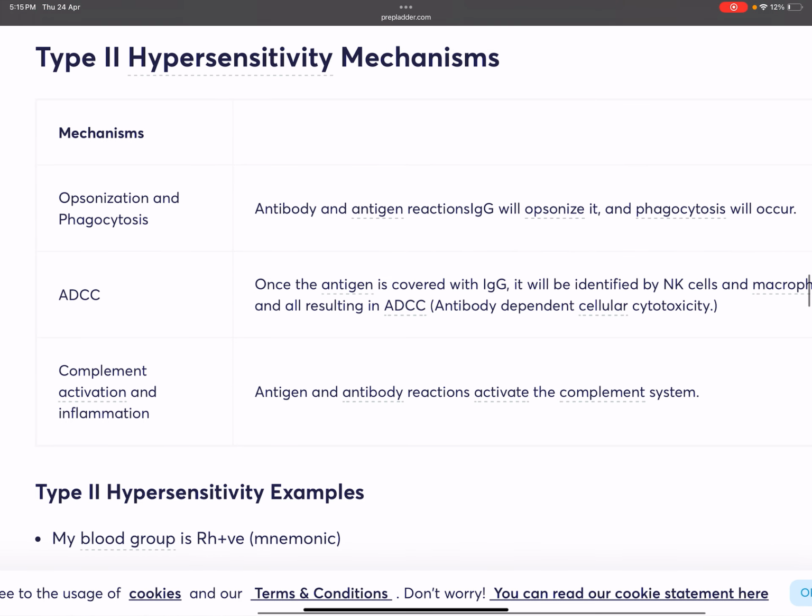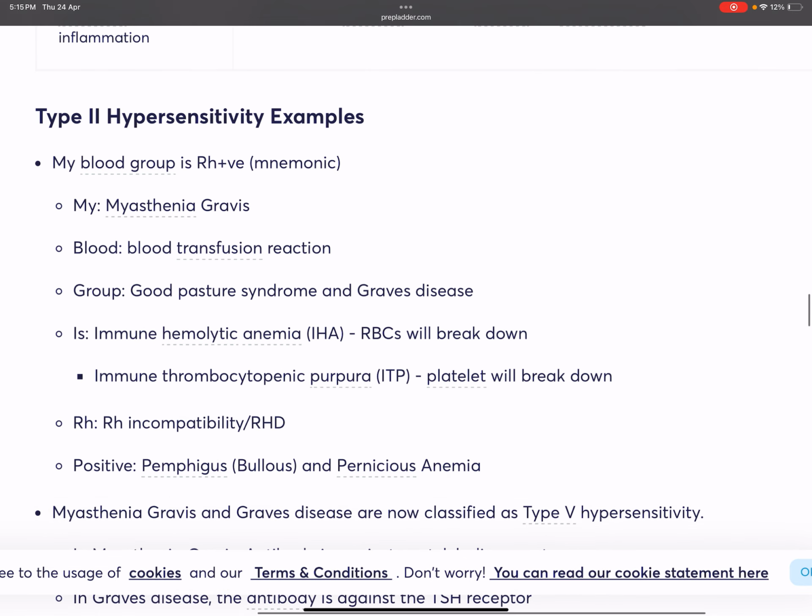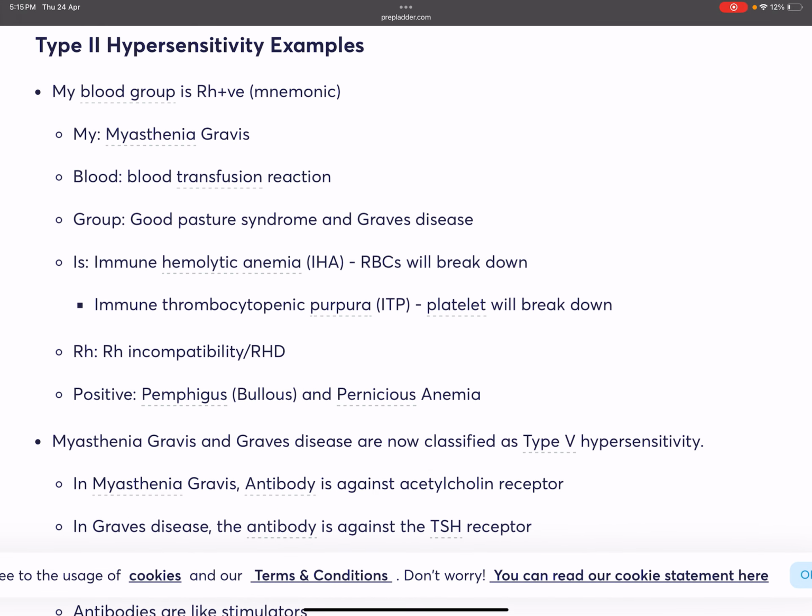Now we come to the type 2 hypersensitivity mechanism. This I have taken from Prep Ladder only, and it is given in a very summarized and selective way, so you have to remember this too. Let's come to the example of hypersensitivity. The example is my blood group is Rh positive. This is the best and most versatile mnemonic. You guys know about it.